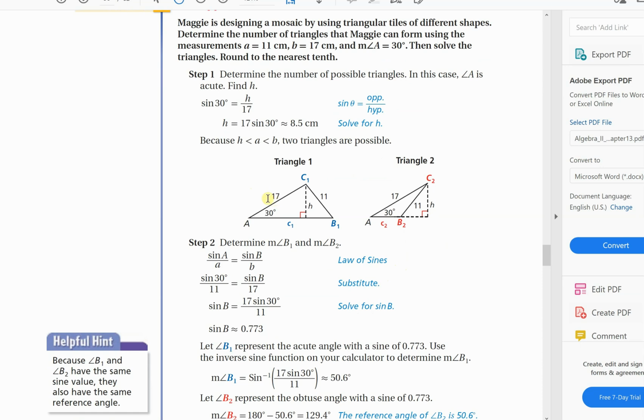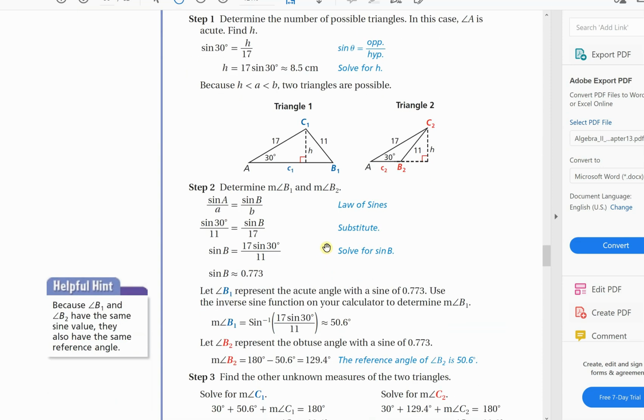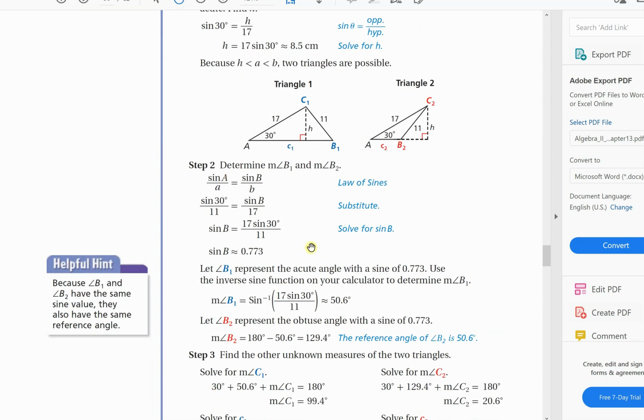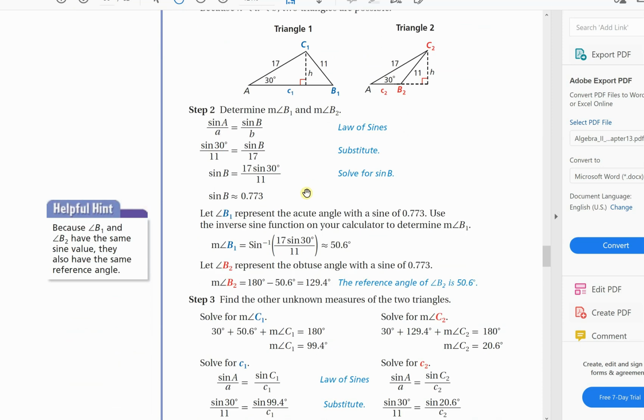So first of all, we work it out where side B is 17, like they said. And we get sine of 30 over 11 is the sine of B over 17. Work it out. The sine of B is about 77.3. Either way, you're going to use this same process. But if B is an acute angle, it's going to be about 50.6 degrees. If B is an obtuse angle, we're going to have to subtract that from 180. We get 129.4 degrees.